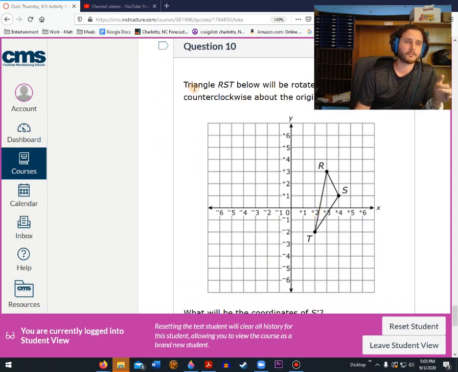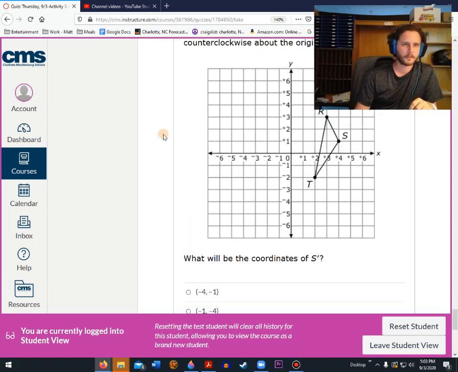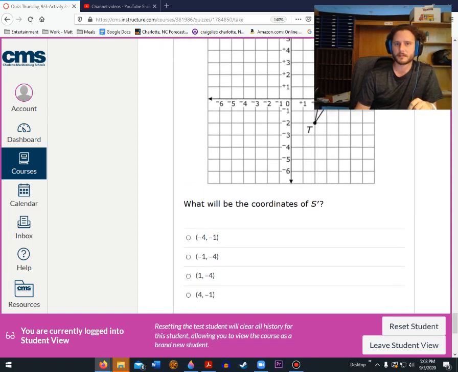Question 10. Triangle RST, below, will be rotated 270 degrees counterclockwise about the origin. So for this one, it wants the coordinates of S prime. If it's rotated 270 degrees counterclockwise, it should end up down here.